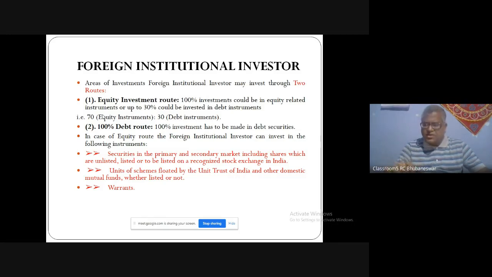In the red color, I have marked those securities which are dealt in the primary and secondary market, and which are listed or to be listed. That is, unlisted, listed, or to be listed on a recognized stock exchange. These securities are called the 70%.